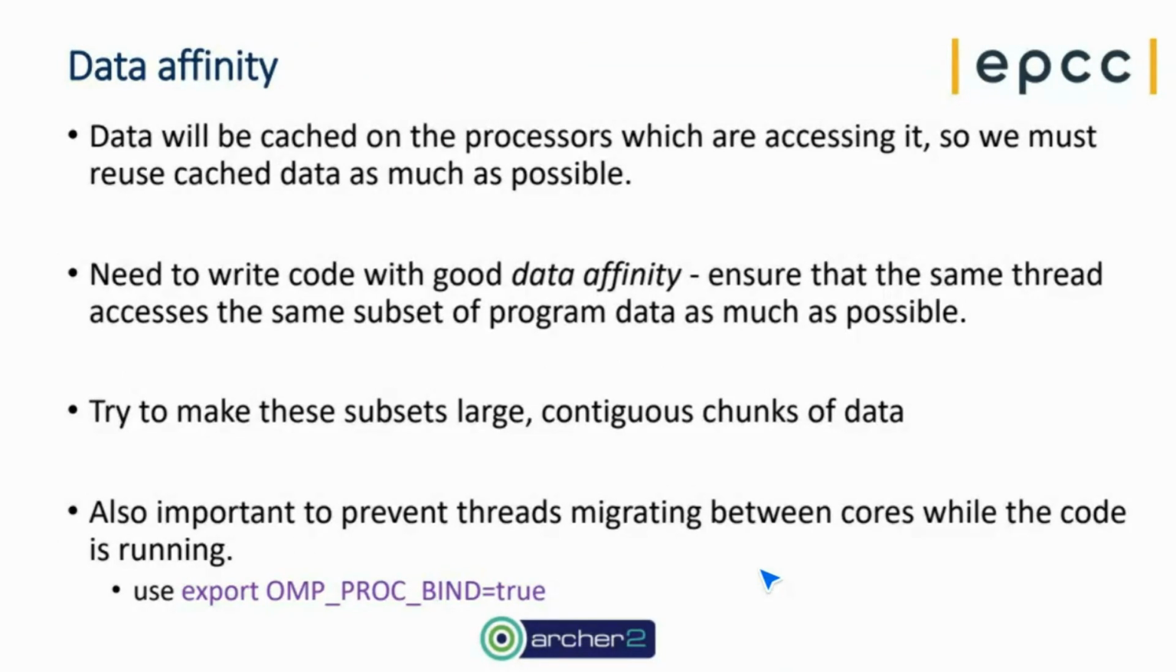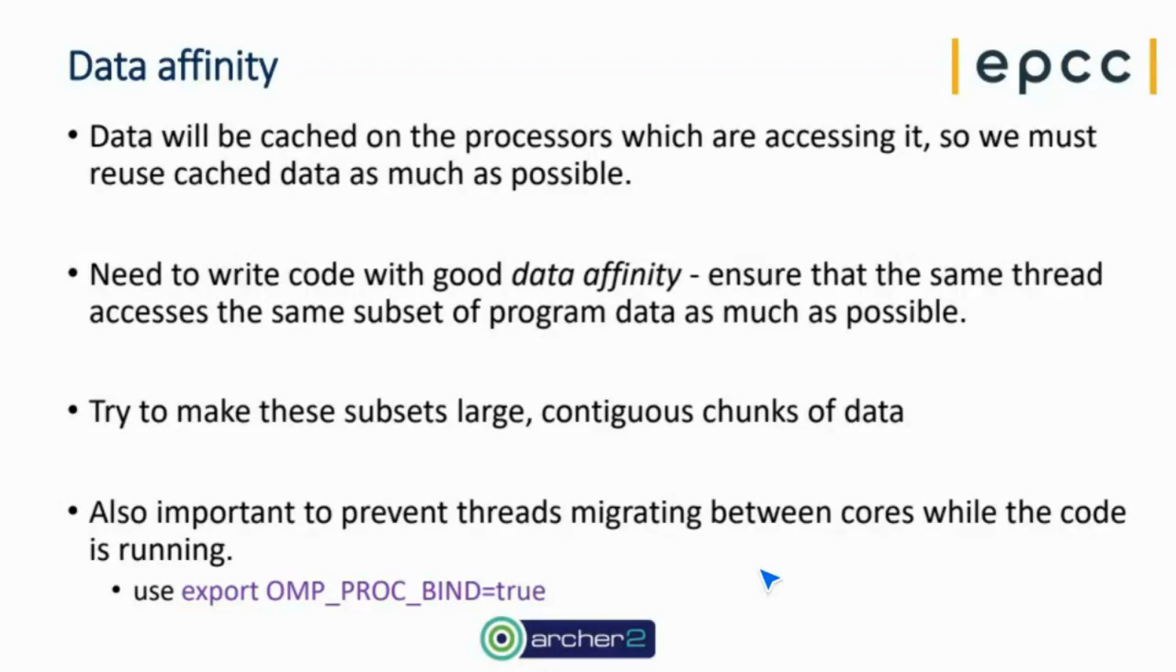So that leads us on to the idea of data affinity. So obviously, the way caches work is that data will be cached on the processors or in the caches next to the cores which are accessing it. So we have to reuse our cached data as much as possible. We'll talk about caches more in a sequential context later on today. But this idea is really just an extension of that, in that we want to reuse data.